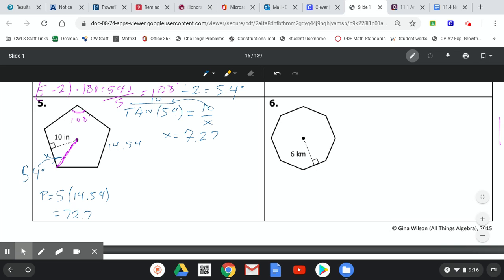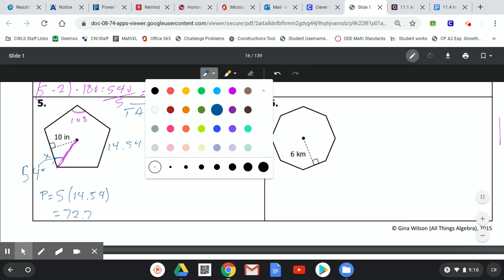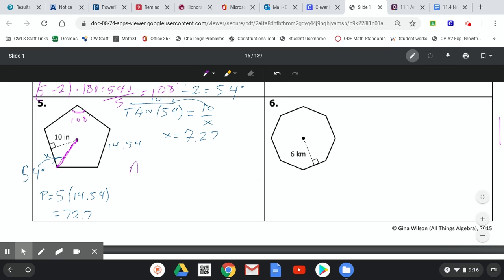Okay. And then we have to find, and I'm going to switch colors here because it's important, we're finding the area. Alrighty, so we'll go with purple here. All right, area equals 1/2 times the apothem, which is 10, times our perimeter, which we found down there was 72.7. All right, which gives us a final area of 363.5 inches squared. Final answer, done.